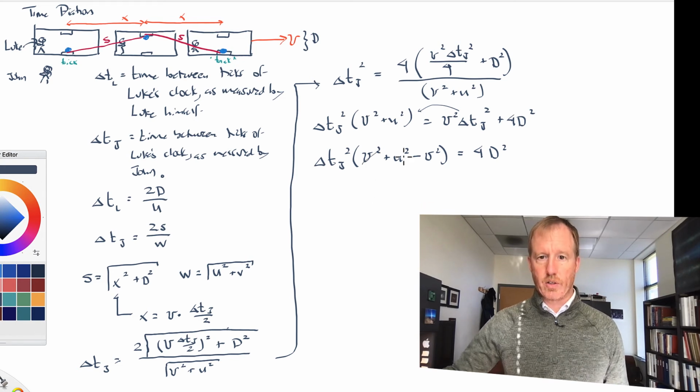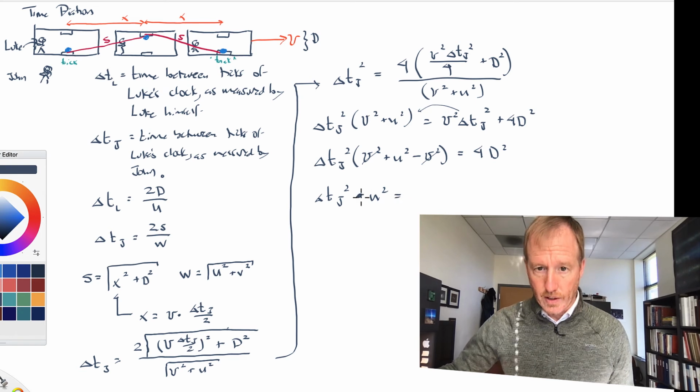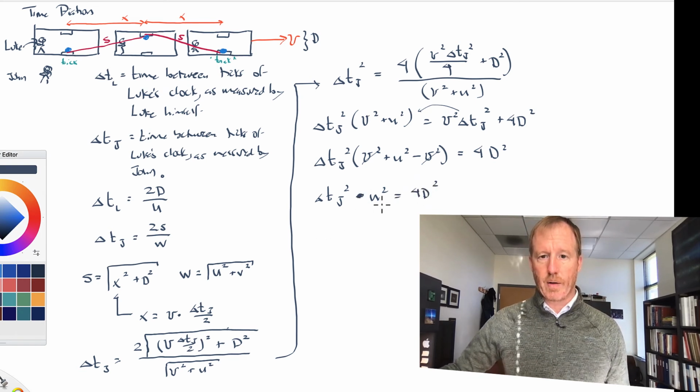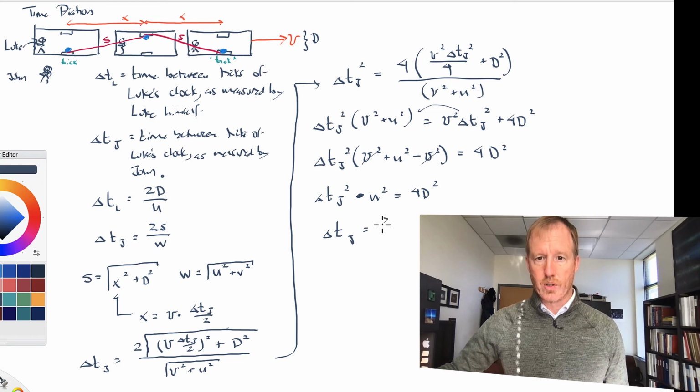Notice that the v squareds cancel, and you get delta t sub j squared times u squared equals 4d squared. Or if I move the u to the denominator and take the square root, I'll get delta t_j is equal to 2d over u.